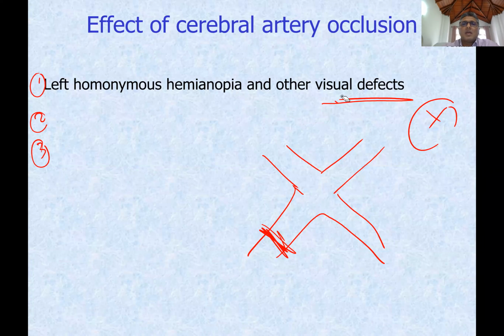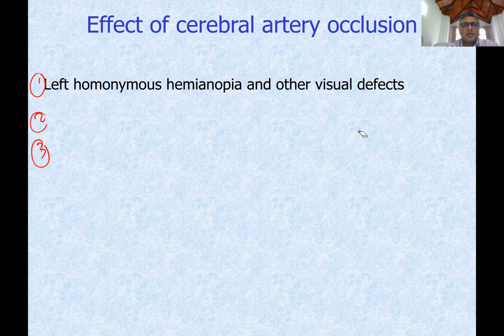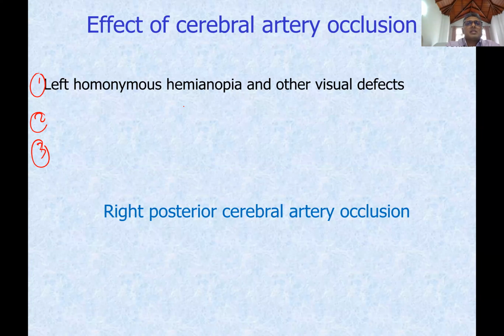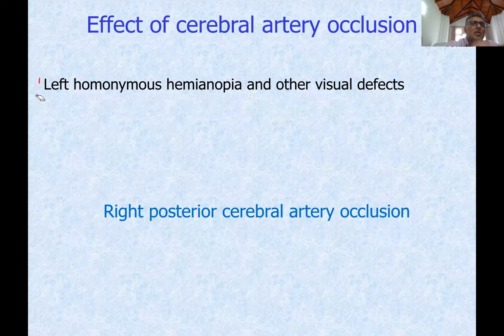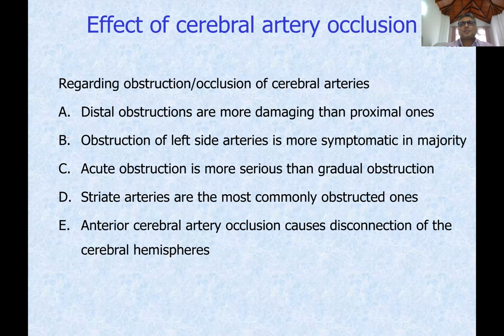Otherwise, as I said, even optic tract damage can give rise to the same thing. So the moment you have cortical symptoms and signs plus homonymous hemianopia, then think of posterior cerebral artery occlusion. But always when you have homonymous hemianopia, don't go and say it's posterior cerebral artery. It can be even the optic tract, as I said before. So try to list out other features of posterior cerebral artery occlusion. See if you can answer this question.